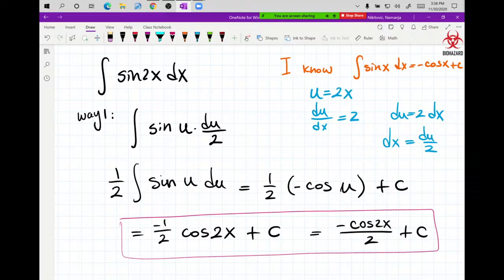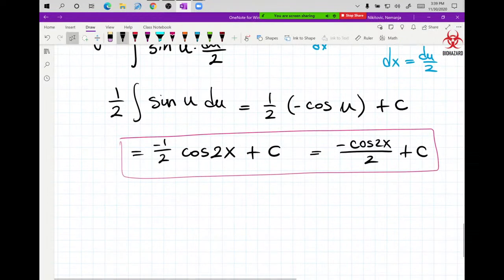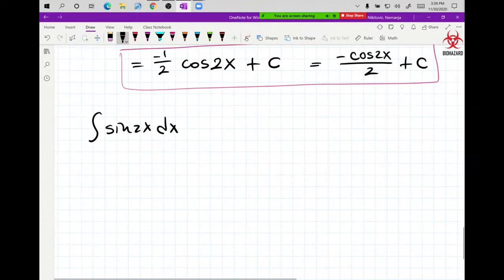So this method, this u sub here, went through the problem, and as it went from one step to another, it followed that basic idea of u sub. But there is another way to do this problem, right? Same problem, the integral of sine 2x dx, way 2.